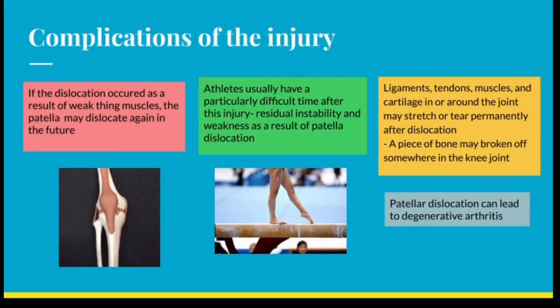There are a few complications that come along with dislocating the patella. If the dislocation was due to weak thigh muscles or a problem with the alignment or structure of the knee bones, the patella may dislocate again. Also, athletes often have a really hard time once they've sustained a patella dislocation. There will be increased residual instability around the kneecap, as well as residual weakness and balance problems as a result of this injury. Also, ligaments, tendons, muscles, and cartilage around the knee joint may stretch or tear permanently after the dislocation. Also, a piece of bone may be broken off somewhere in the knee joint as a result of the dislocation. Additionally, a dislocated patella can also lead to degenerative arthritis.